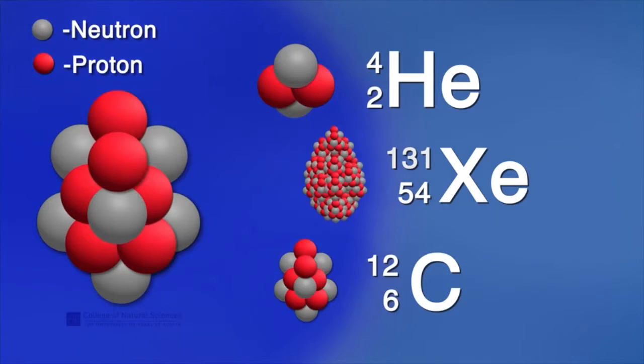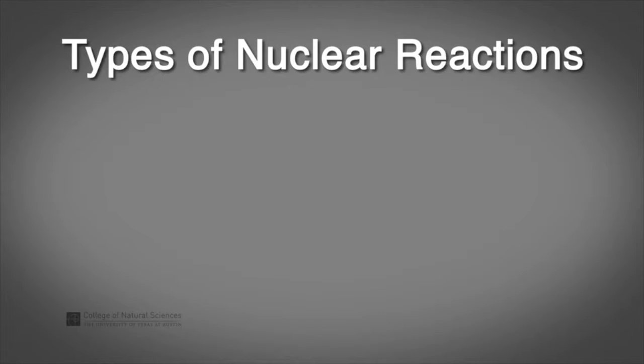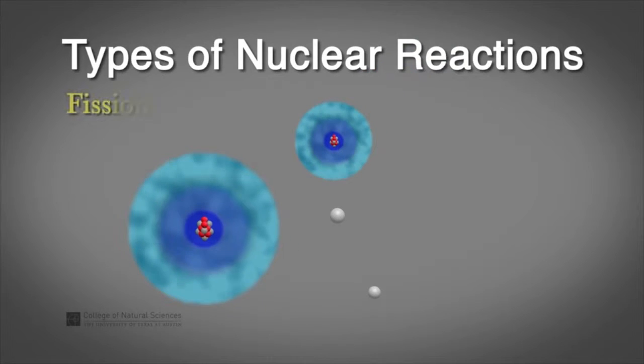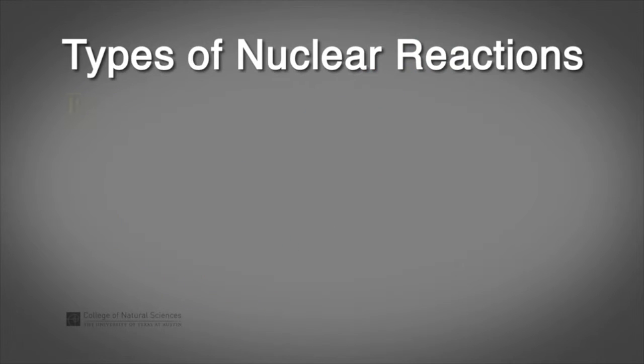In nuclear reactions, we're actually changing the nucleus of the atoms. And because the type of atom, whether it's helium or xenon or carbon, depends on the number of protons, if we change that number, then we change the kind of atom that it is. And in nuclear chemistry, that's exactly what happens. We have different types of nuclear reactions.